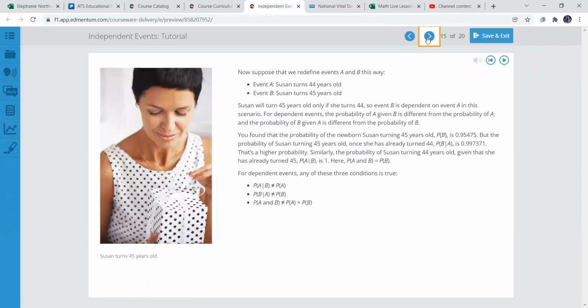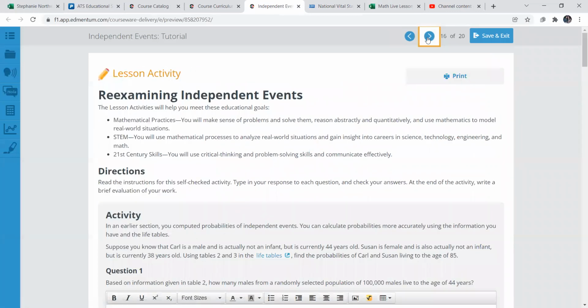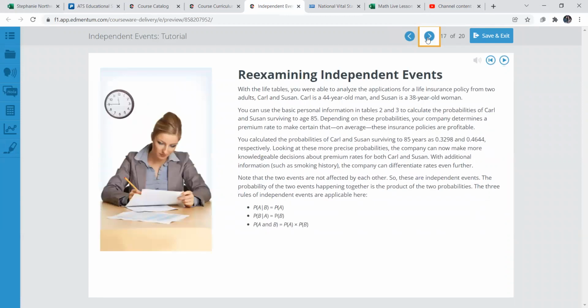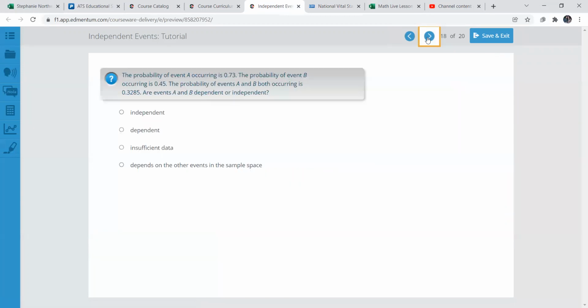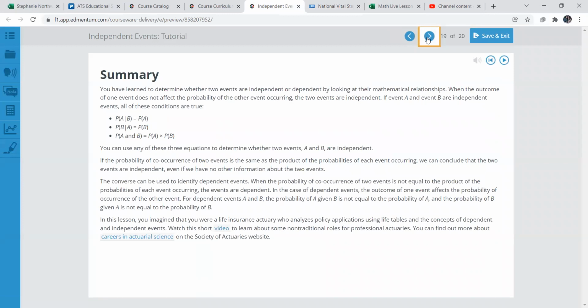Events that are dependent on each other need each other to occur. So two things need to happen in order for a certain event to occur. And then this just gives you a couple examples of independent and dependent events. And here is the summary, just showing you our equations.